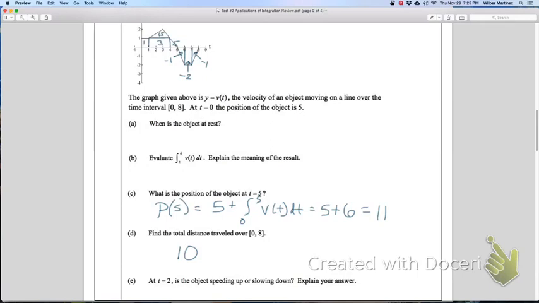Last but not least, part E says at time t equals 2 is the object speeding up or slowing down, and explain your answer. So if I come back up here to my velocity function, time t equals 2 is right here.